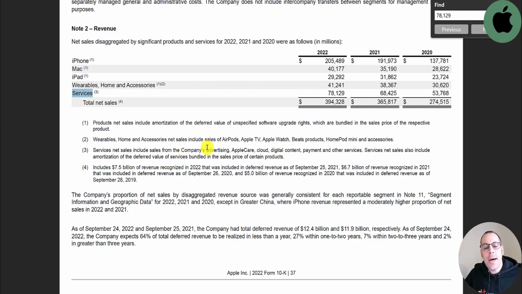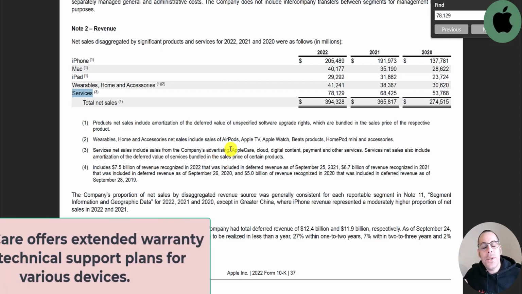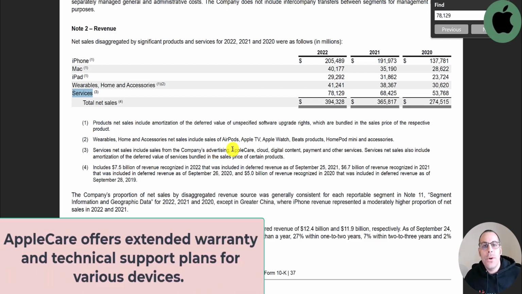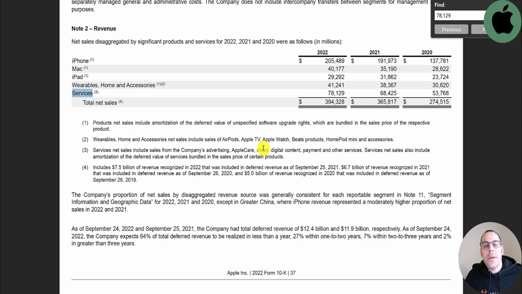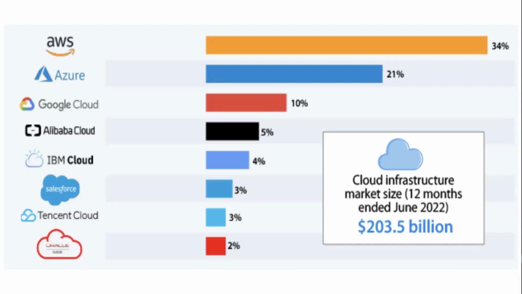But by looking at this, I understand what advertising is because they have a pretty big user base. So they sell ad space on their different platforms because there's lots of companies willing to pay Apple to get their product in front of Apple users. And if you're not too sure what AppleCare is, you can just search that term in this 10K or just go to Google, say what is AppleCare. Cloud computing is a really big service that's growing. Microsoft and Amazon generate lots of revenue from cloud sales.